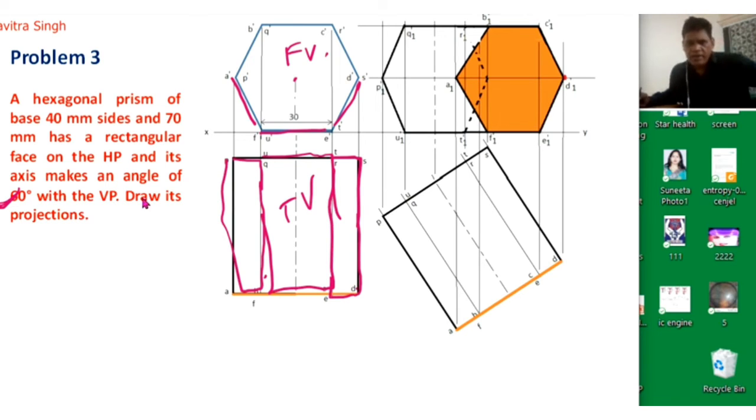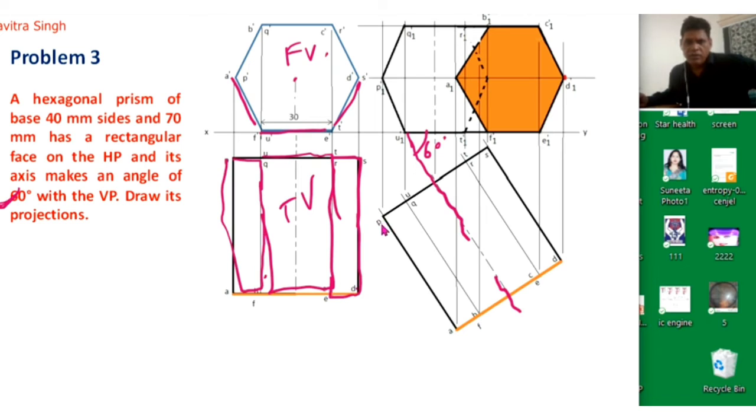So in the second condition, we will redraw this top view at an inclination of 60 degrees. So this is actually the center line, meaning the axis of this hexagonal prism. So this is actually 60 degrees. Then we will redraw this figure here. All the dimensions are the same, only it is inclined at 60 degrees. Okay, so we have redrawn this figure here.